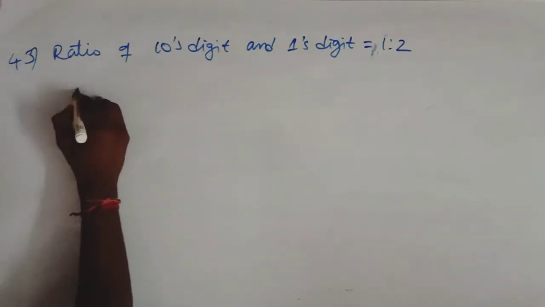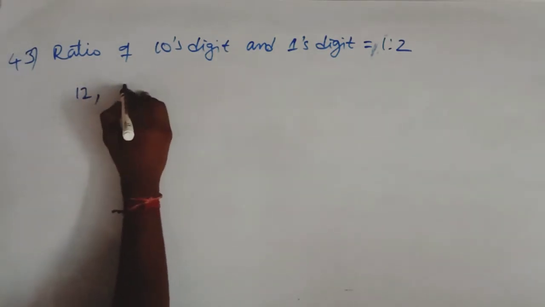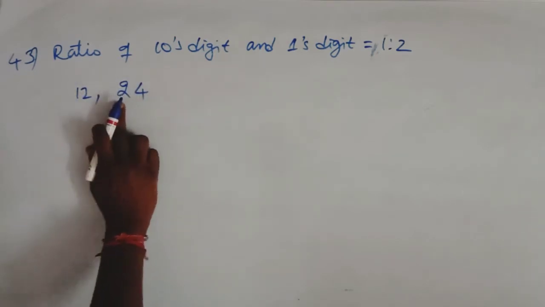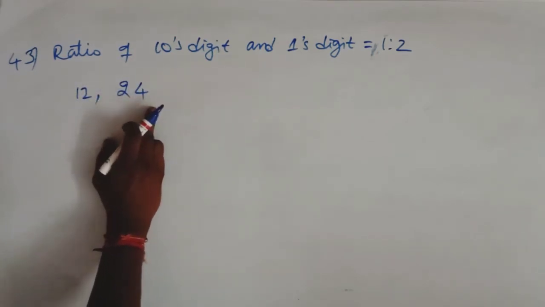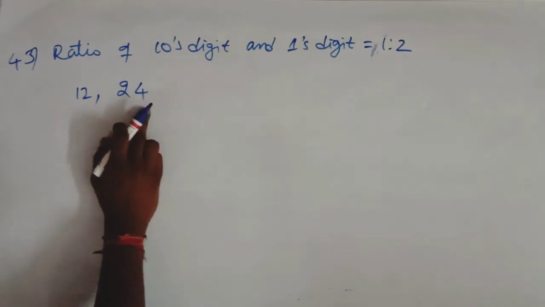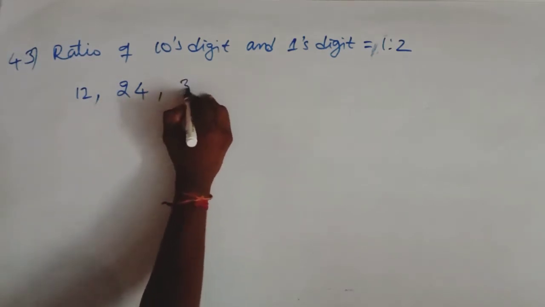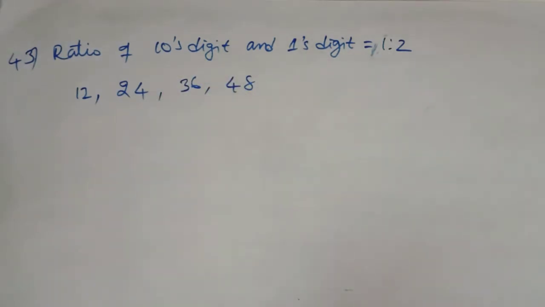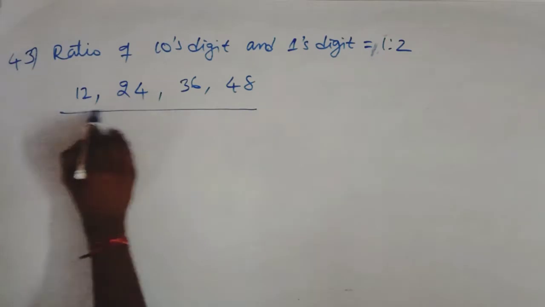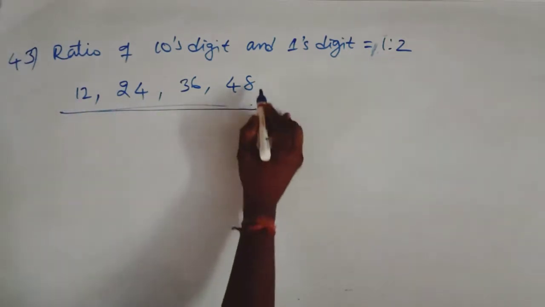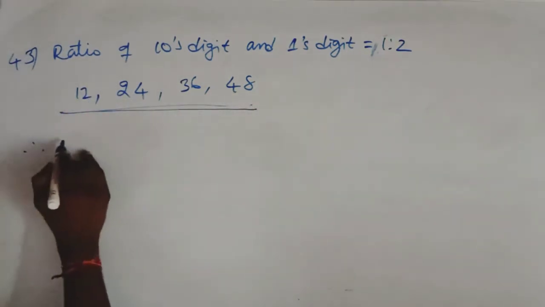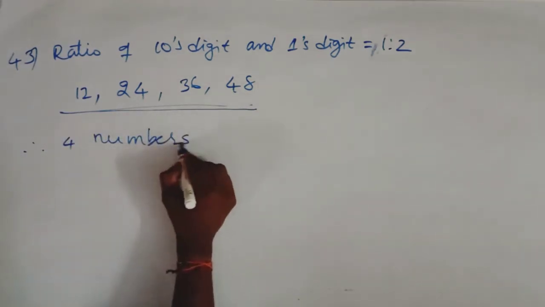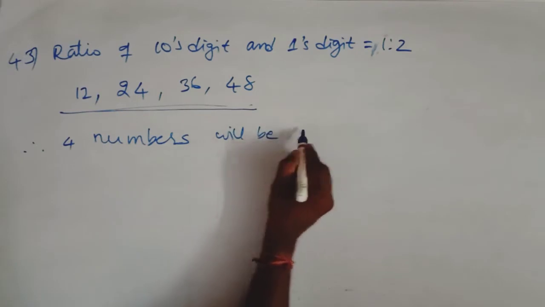That is 12. The next is 24. If I simplify this again, the tens digit is 1 and it will be a 1:2 ratio. And next is 36, 48. I only want two digit numbers here, that's why I am taking these. In total, how many numbers are there? Therefore, 4 numbers will be satisfied.